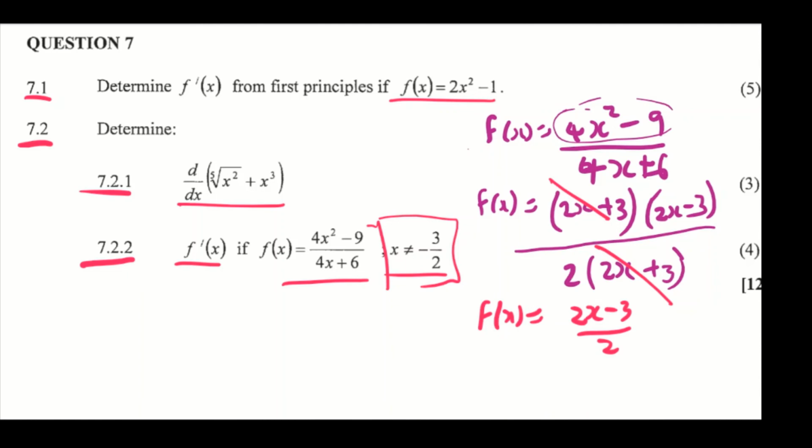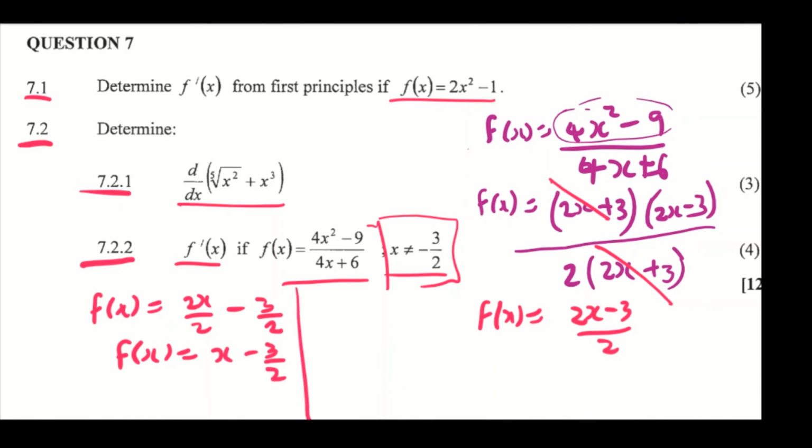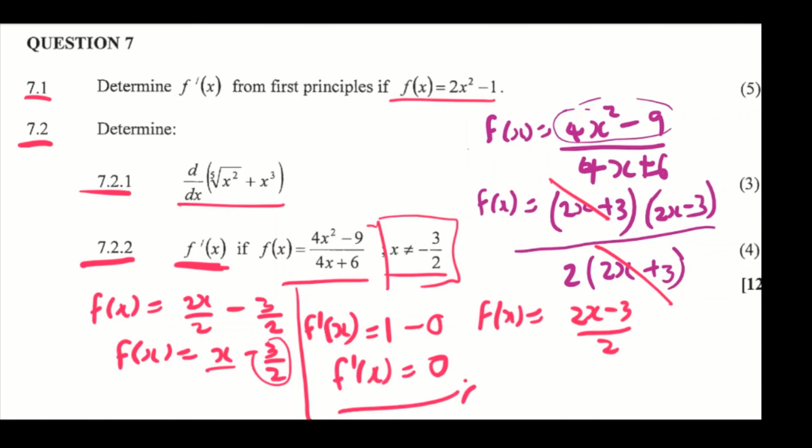So we divide that 2. We have f of x being equal to 2x over 2 minus 3 over 2, which f of x is equal to x minus 3 over 2. Remember, we want to find the derivative of f of x, so f prime of x. The derivative of x is just going to be 1, and the derivative of 3 over 2 is 0, right? So f prime of x is equal to 0. So that is, oh no, sorry, why am I now concluding it's 0? So f prime of x is equal to 1. Yes, so that is it for this question.